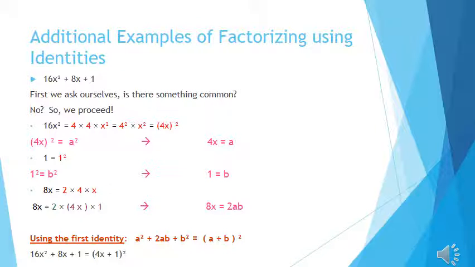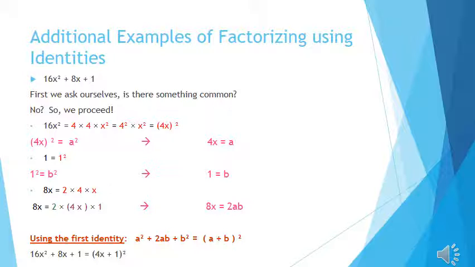Now discussing additional examples of factorizing using identities. 16x² + 8x + 1. First, we ask ourselves, is there something common? No, so we proceed. 16x² equals 4 times 4 times x², equal to 4² times x², equal to (4x)². So we can take (4x)² as a². Then a equals 4x. The second one, 1 is equal to 1². So we can take b² as 1². So b equals 1.